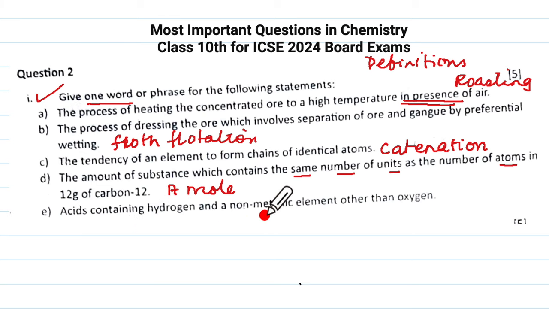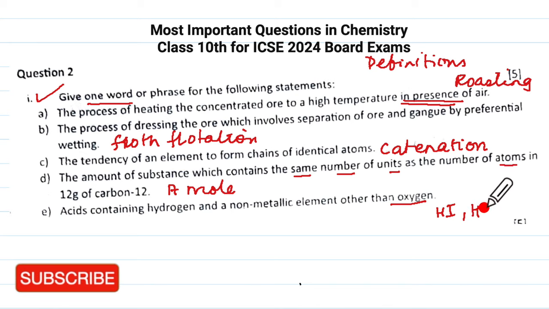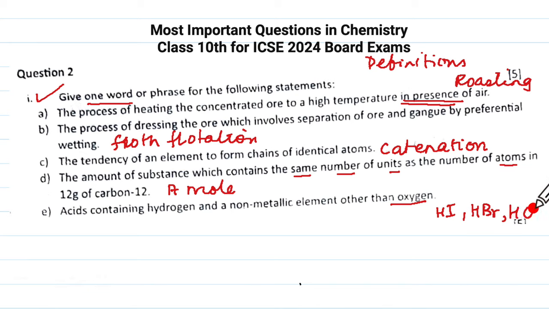Acids containing hydrogen and a non-metallic element other than oxygen, which means it will be like HI or HBr or HCl, are called hydracids, as against oxyacids. So this is from acid, bases and salt terms. Remember the different definitions like monobasic acid, dibasic acid, monoacidic base, acid salt, normal salt, complex salt, basic salt. All these definitions can come in this type of question.